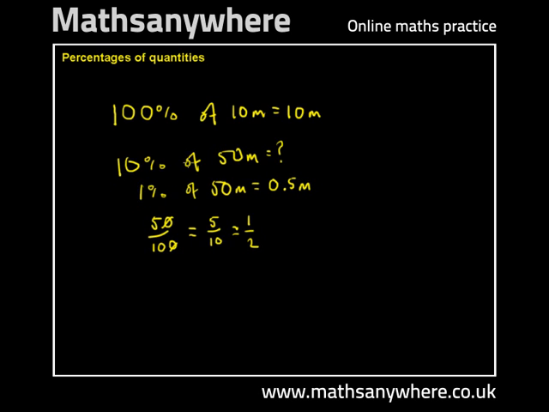Our original question, 10% of 50 meters, is therefore 1% of 50 meters, multiplied by 10, because we're interested in 10%. We've got 1% there, 10% is 10 times more than 1%, so that's equal to 5 meters. 10% of 50 meters is therefore 5 meters.